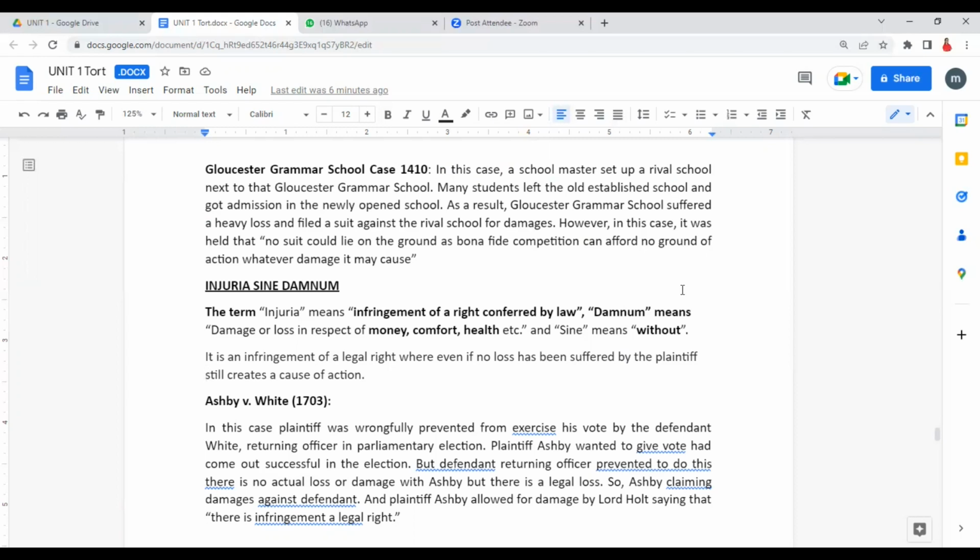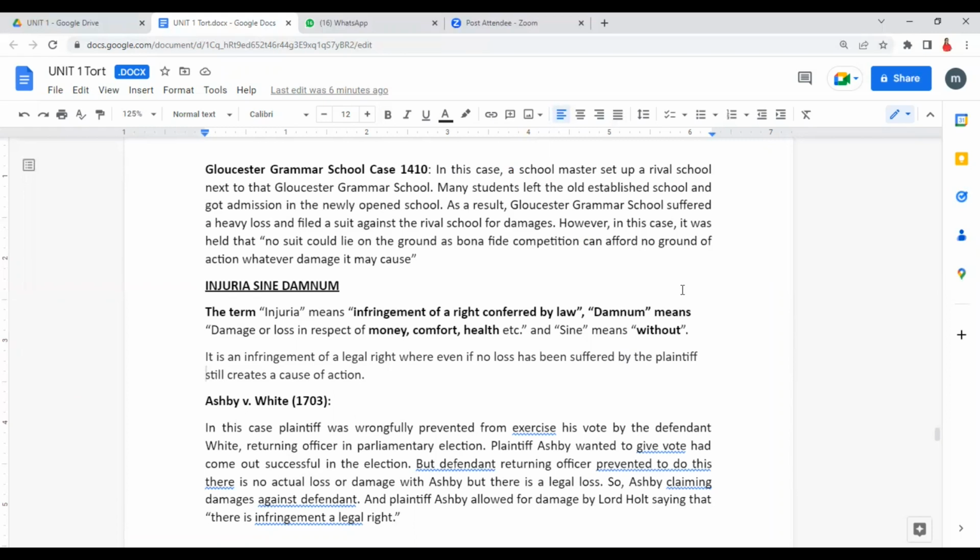As in, your legal right has been violated, but without any sort of actual loss that you can prove before court or show to the other person. In the previous case, they could have given an estimate also of how much loss they have suffered.